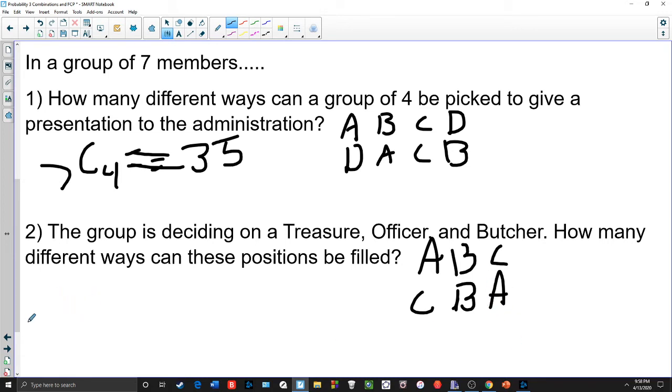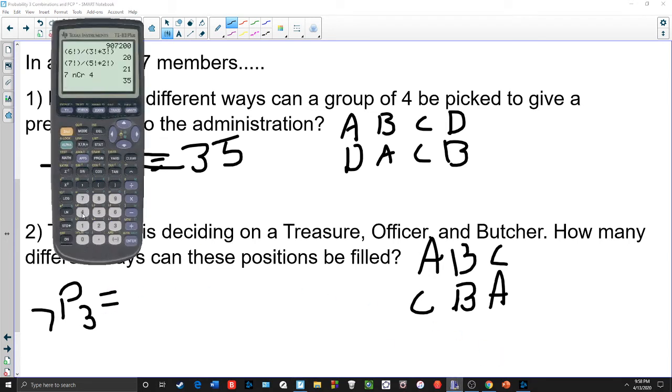So that'd be a permutation or 7P3 in this case because I'm picking only 3 people. So this again, if you switch around your picks, you get something that's meaningfully different. So 7 pick 3 and we get 210.